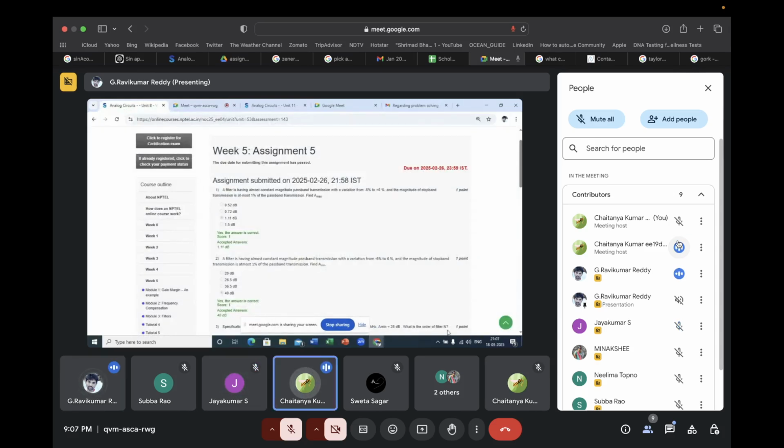Okay, which assignment are you talking about? Week 5 filters. Which question? First one, two, you explain all this, sir. Explain all these. I did not understand how they are solved. They are given in solutions, but I did not understand that solution.